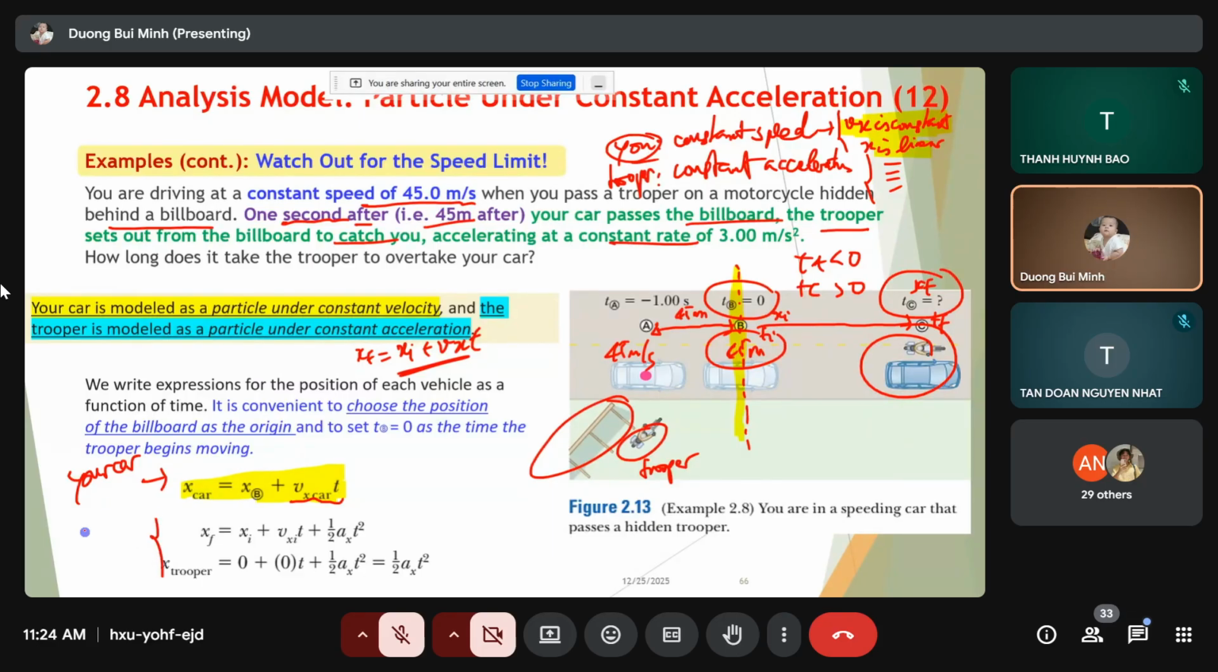Okay, now for the dropper, this is constant acceleration. So xf is xi plus vxi t plus half ax t square. At the beginning, xi is here, so this is 0, and then you get half ax t square.